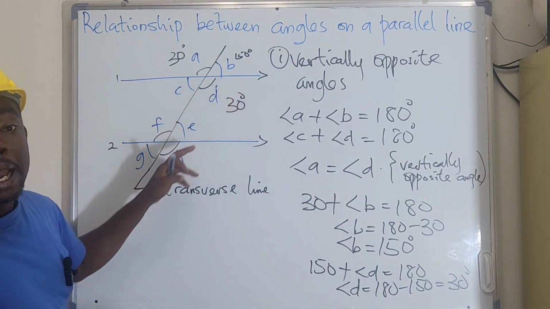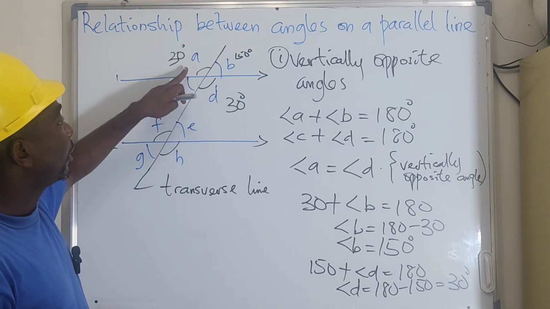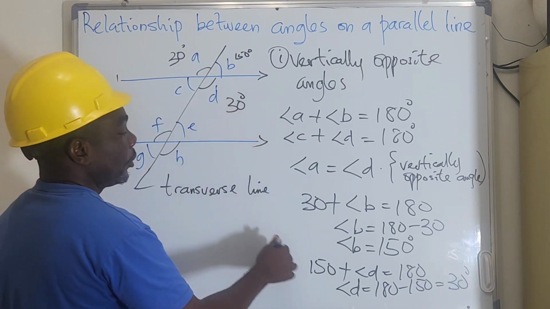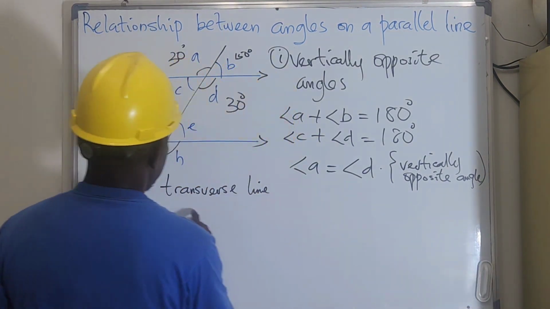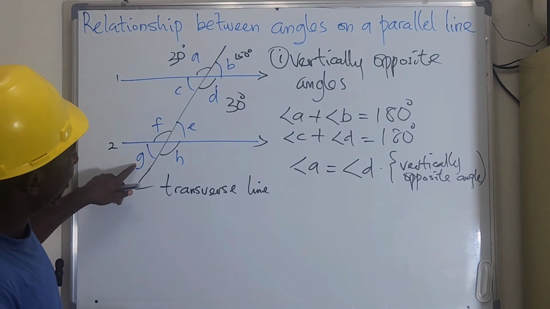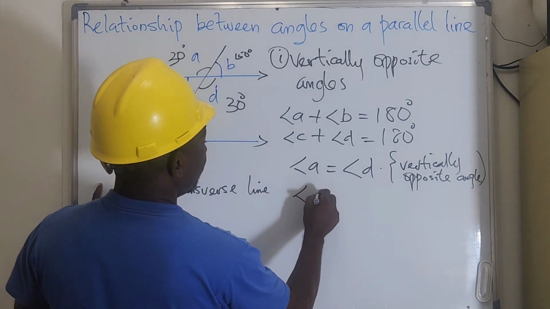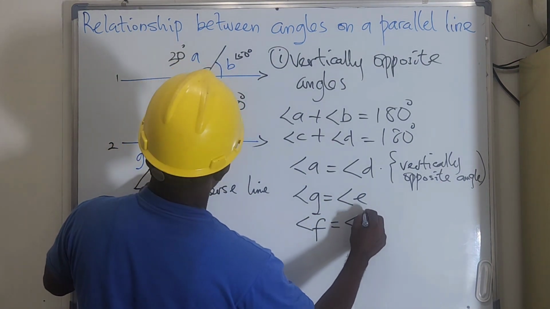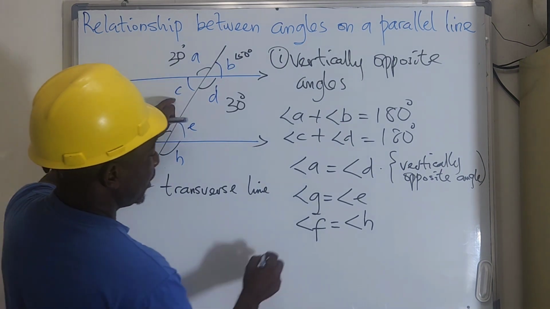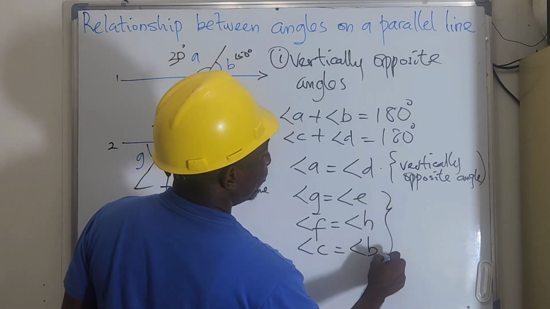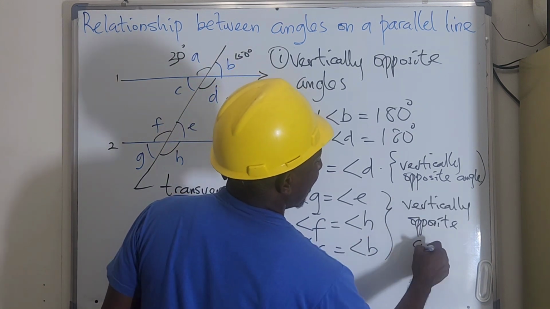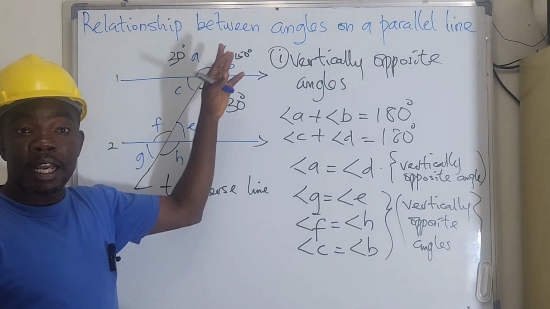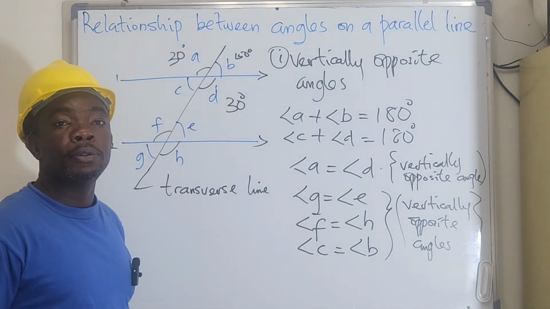When two parallel lines are cut with a transverse line, the opposite angles are equal, and we have been able to prove that. The same thing on this other side: angle G equals angle E. Also, angle F equals angle H. Then the remaining one is angle C equals angle B. All of them mean that vertically opposite angles are equal. So that is what it means on this diagram. Anytime a transverse line cuts across two parallel lines, the opposite angles are equal.